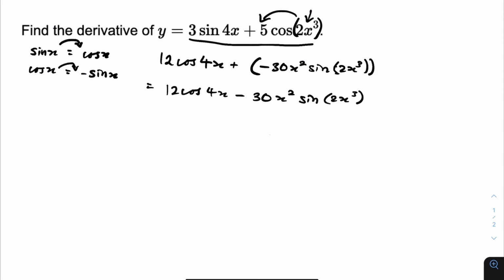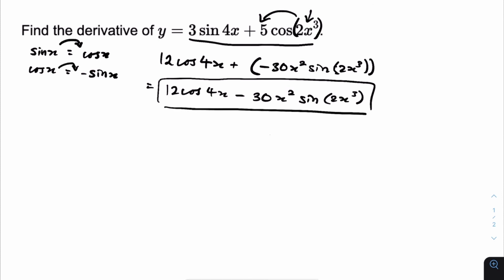So this is our final answer. 12 cos 4x minus 30x squared sine 2x cubed. And that's all we need to do for this problem. Like, it's not that hard. You just differentiate whatever's in the bracket, and then you multiply it by the coefficient of sine or cos, or whatever it is. And I think that I'm going to wrap it up for this video.